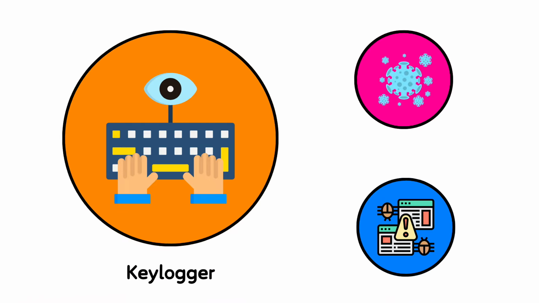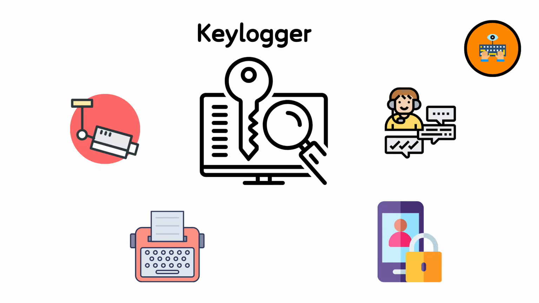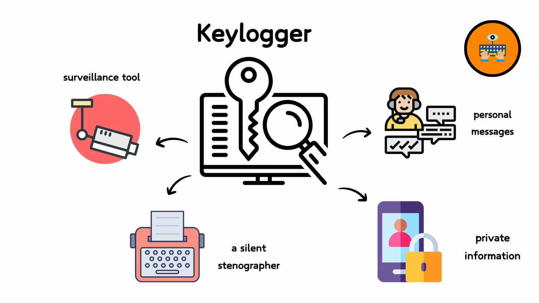Keylogger. A keylogger is a covert surveillance tool, capturing each keystroke like a silent stenographer. This hidden watcher can piece together every word you type, assembling a complete picture of your private information, from passwords to personal messages.